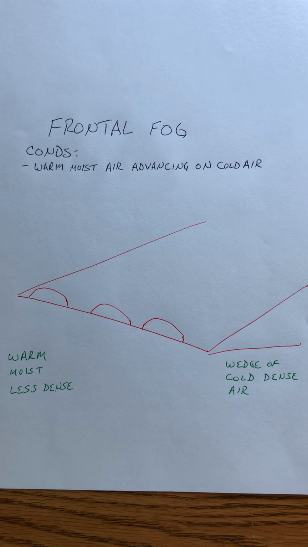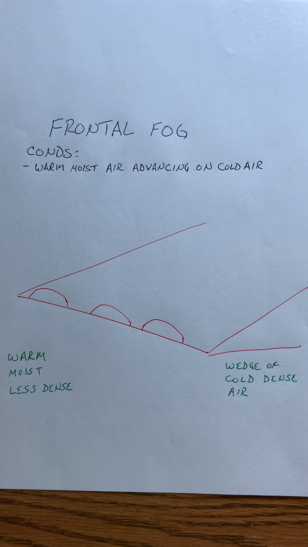Hi class, so here is the last of the fogs that we're going to talk about. This is the second of two fogs that form by adding water vapor to the air. This is called a frontal fog, and it's normally associated with warm fronts, although stationary fronts are possible too.